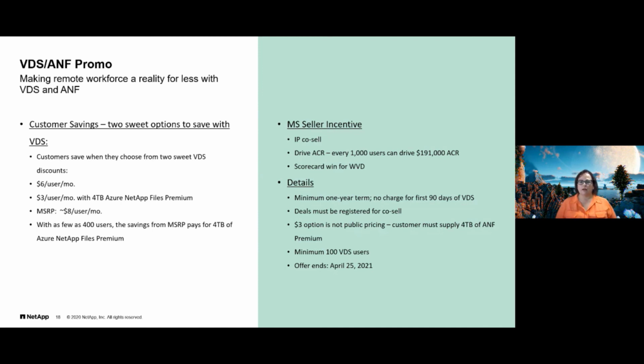For a co-seller option, if somebody in the team is a co-seller, they also get the co-sell IP. They can drive multiple high numbers of users and they get paid. The details: there's a minimum of a 1-year term and no charge for the first 90 days of VDS. Deals must be co-registered, and the $3 option is not public pricing. It has to go through the marketplace.